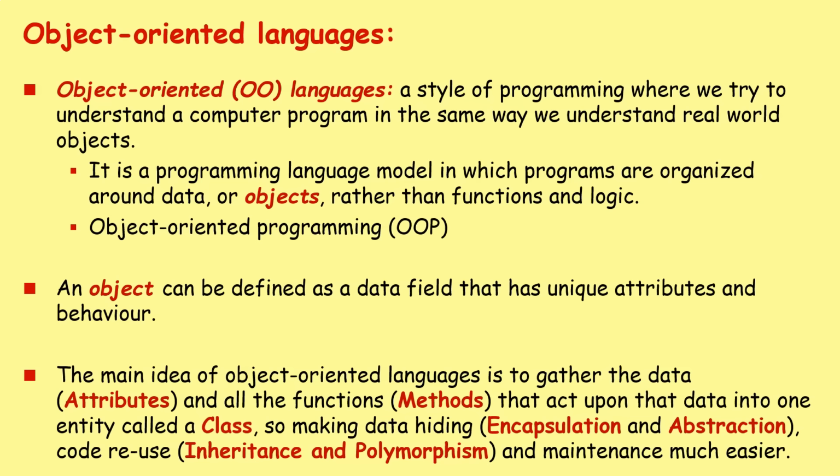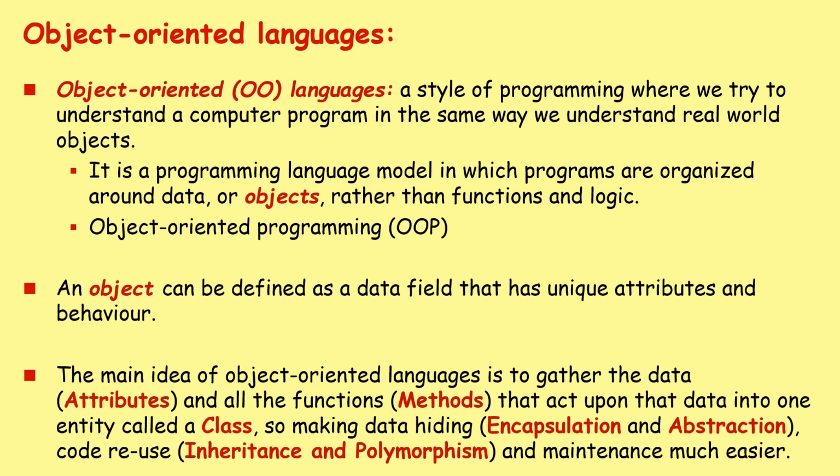Object-oriented languages, OO, is a style of programming where we try to understand a computer program in the same way that we understand real-world objects. It is a programming language model in which programs are organized, so Z instead of an S there, American spelling, in which programs are organized around data or objects rather than functions and logic. Sometimes referred to as OOP, object-oriented programming. An object can be defined as a data field that has unique attributes and behavior.